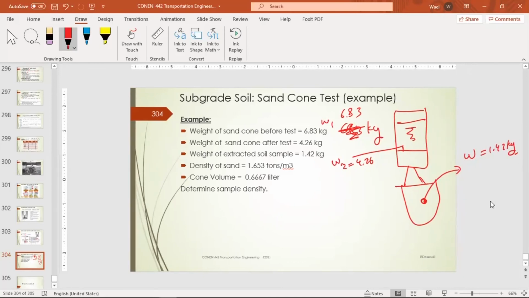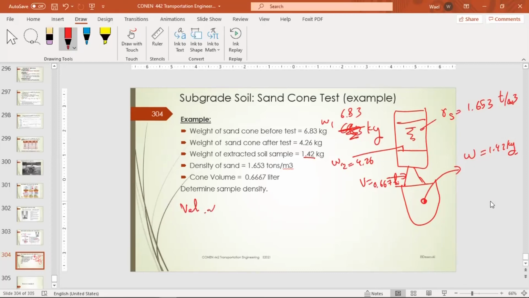Then the density of sand, the calibrated density, gamma sand, equals 1.653 tons per meter cube. And the cone volume equals 0.667 liters. Now the trick is in units, so pay attention to this. He didn't mention whether the weight of the soil is wet or dry, so we're just going to assume it's dry soil, or dry weight. Now we want to calculate the volume of the sample.